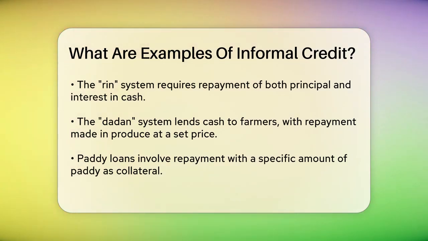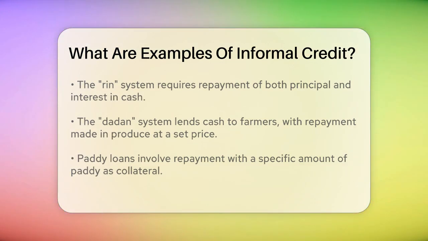In rural areas, especially in developing countries, there are traditional forms of informal credit. For example, there's the karja hawlat system, where loans are given without interest to friends, relatives, or well-wishers. This is similar to the Islamic concept of karja-e-hasana, where the loan is small, interest-free, and doesn't require any collateral. There's also the rin system, where the borrower has to pay back both the principal and interest in cash.